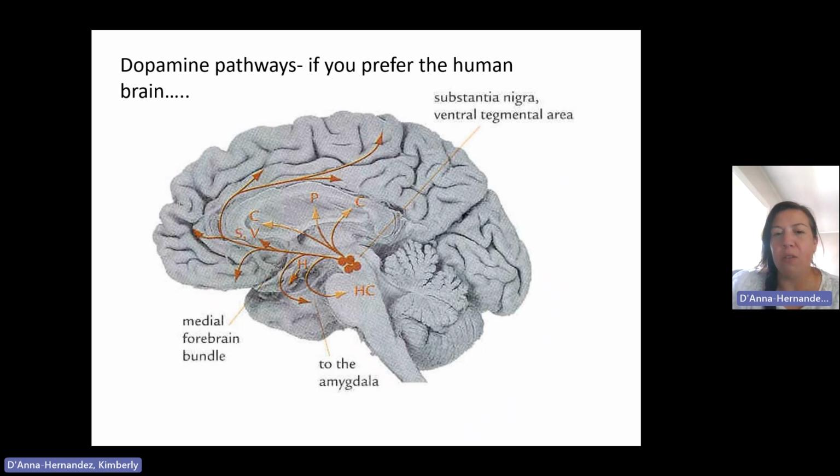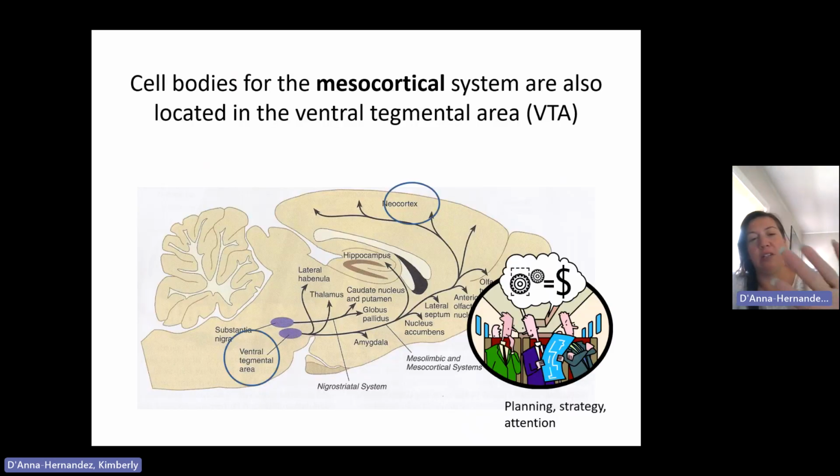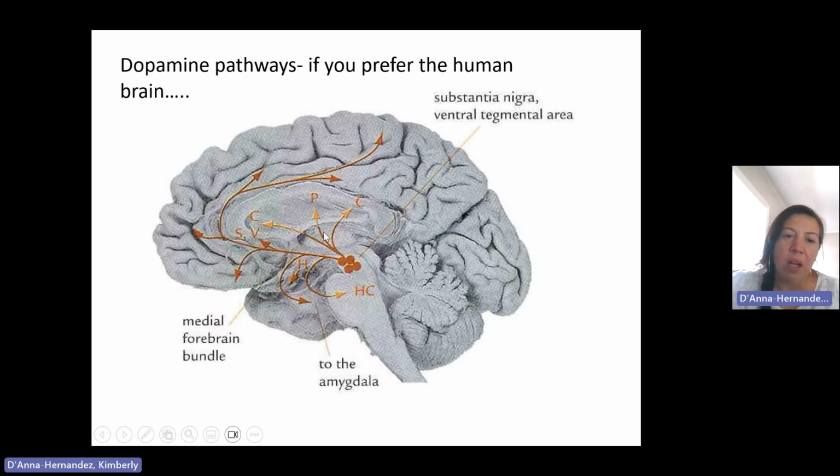If you prefer humans, so this was a rat brain. I guess I should orient you to that. So down here, you have the posterior piece. Here's the cerebellum. Here you have the olfactory bulb, and you're looking anterior. Here is a sagittal section of a human brain. So here's the brain stem right here, pons, midbrain, where we see those dopaminergic cell bodies lying and going all over the brain.